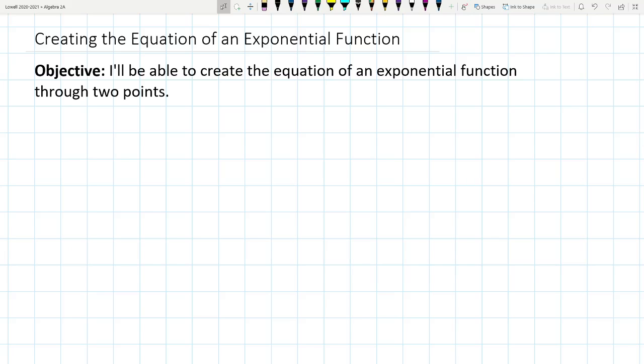Hello folks, in this video we're going to talk about how we can create the equation of an exponential function if we have 2 points on its graph. The way we're going to do this, to hopefully make it make the most sense, is to compare it to doing the same process with a linear function. So let's find the equation of the graph through these 2 points: (2, 3) and (5, 24).